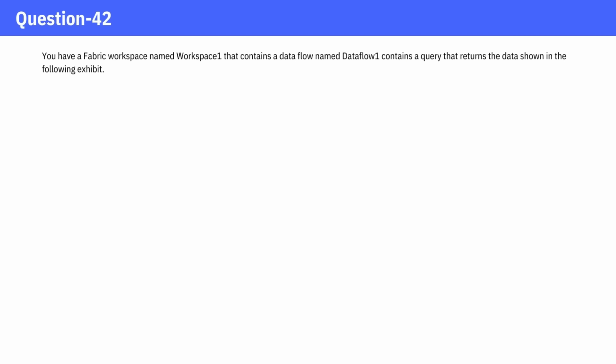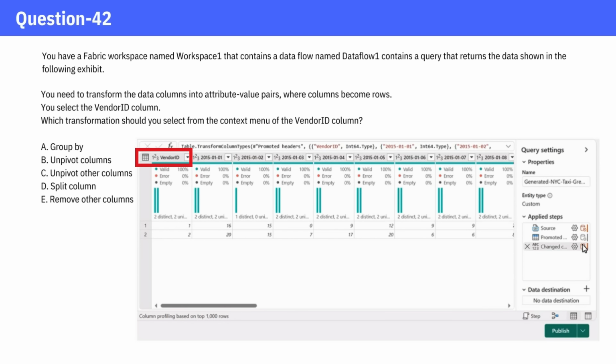Question 42. You have a Fabric workspace named Workspace 1 that contains a dataflow named Dataflow 1, which contains a query that returns the data shown in the following exhibit. You need to transform the data columns into attribute value pairs, where columns become rows. You select the vendor ID column. Which transformation should you select from the context menu of the vendor ID column?